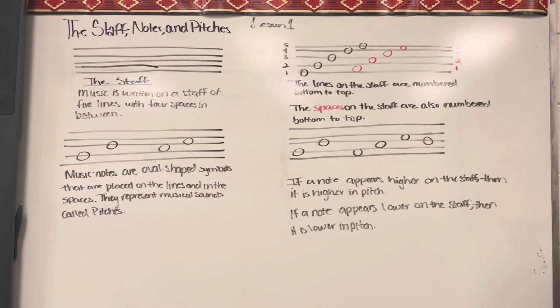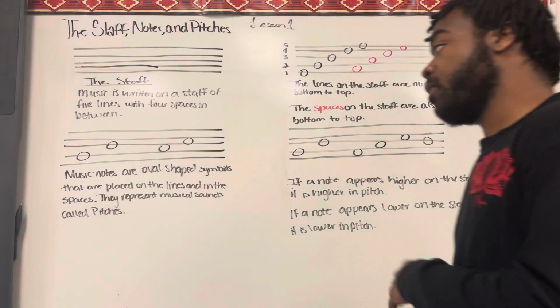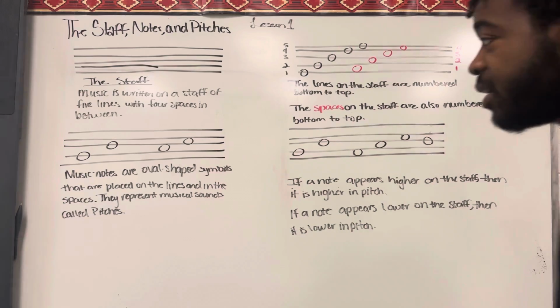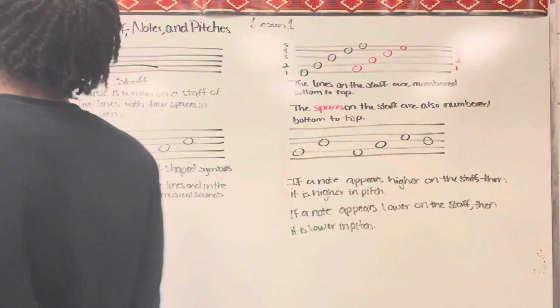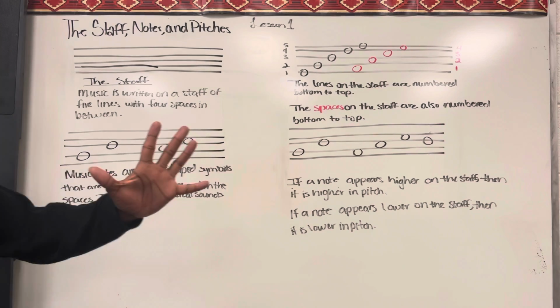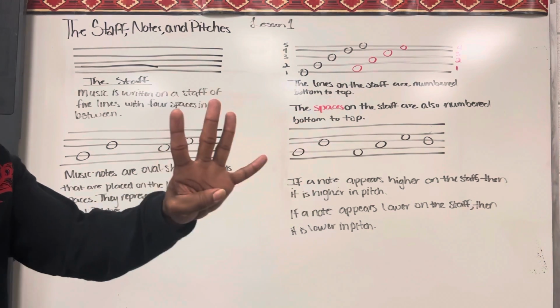Now, we're talking about the staff, okay? What is a staff? Okay, most people think of it as a giant stick that people go walking with in the woods, but in music, a staff is the 5 lines with 4 spaces in between those 5 lines that we write music on, okay? So music is written on a staff of 5 lines with 4 spaces in between.